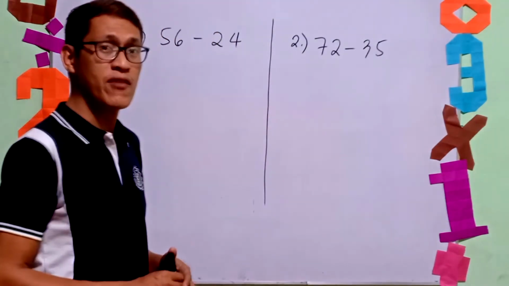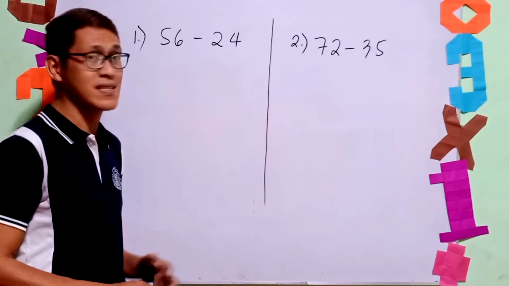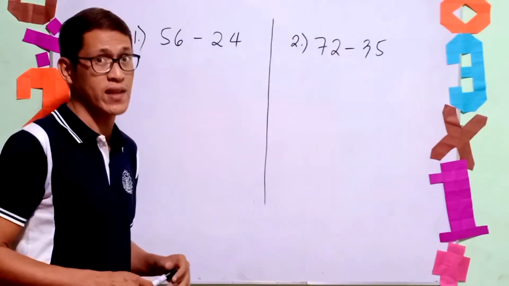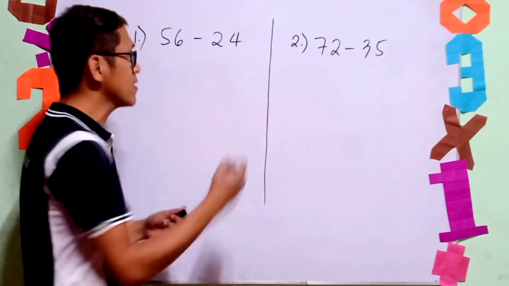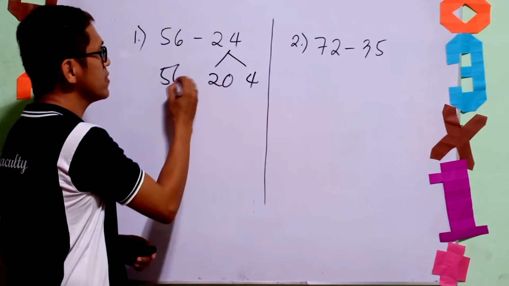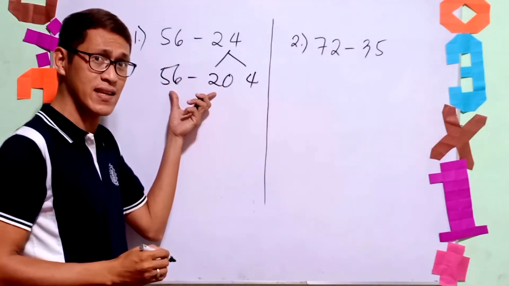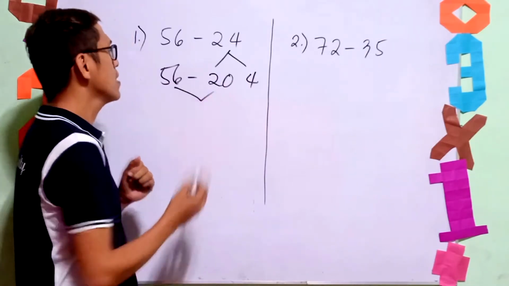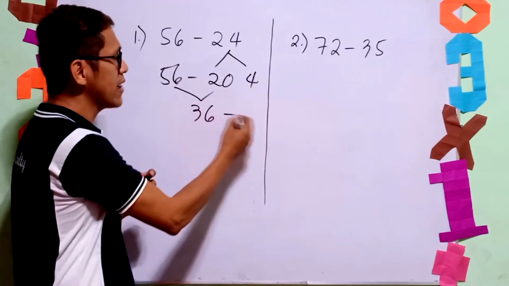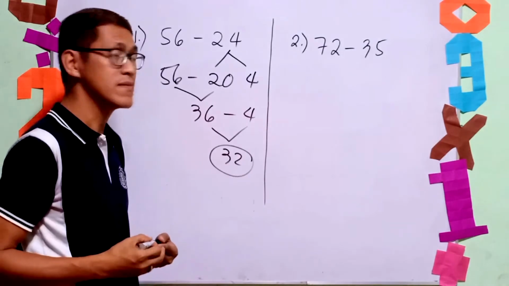The first one is 56 minus 24. So what will you do? You simply split the second number into 20 and 4. Because 56 minus 20 is easy to do, right? Let's split this into 20 and 4. Then bring down the 56. So if you notice, you can easily subtract 56 and 20, isn't it? Okay, let's do it. What's 56 minus 20? Yes, that's 36. Then minus the 4. So our final answer is 32.